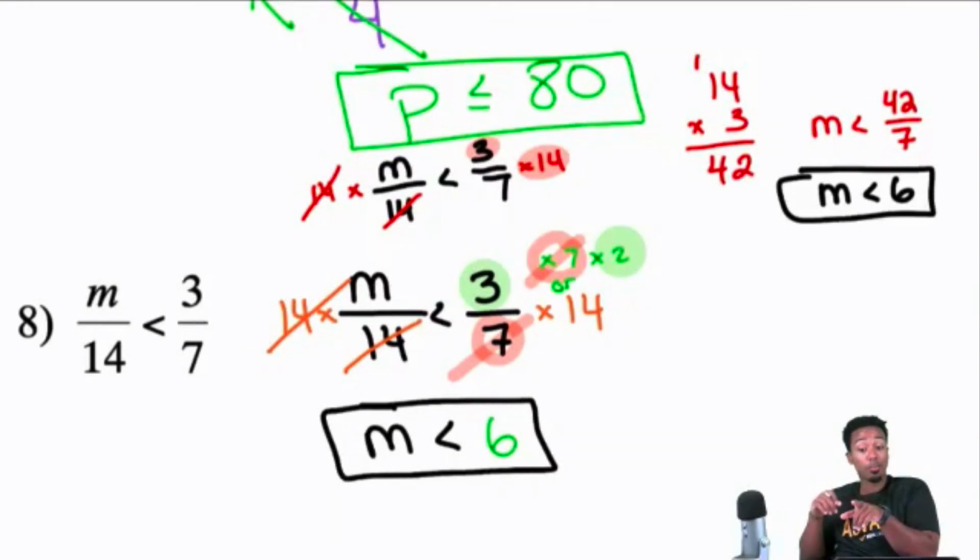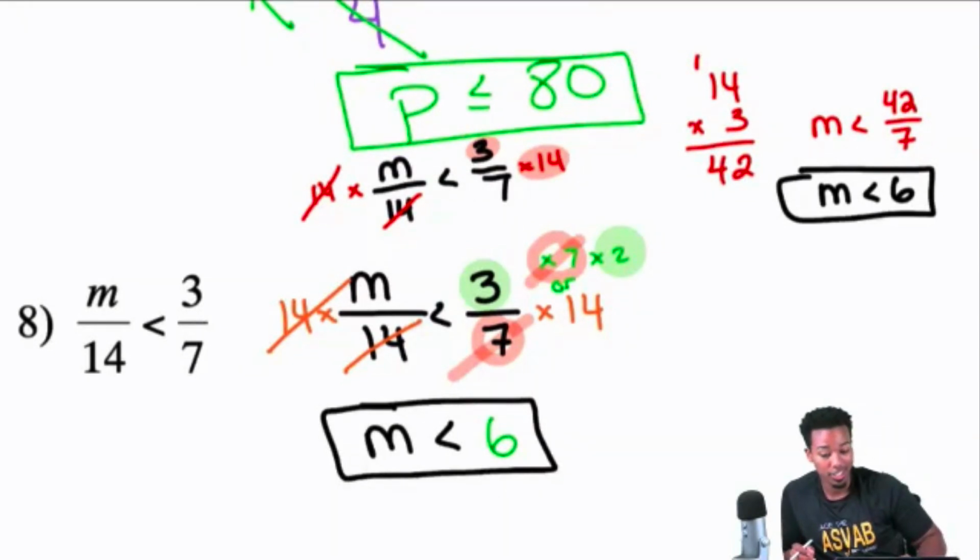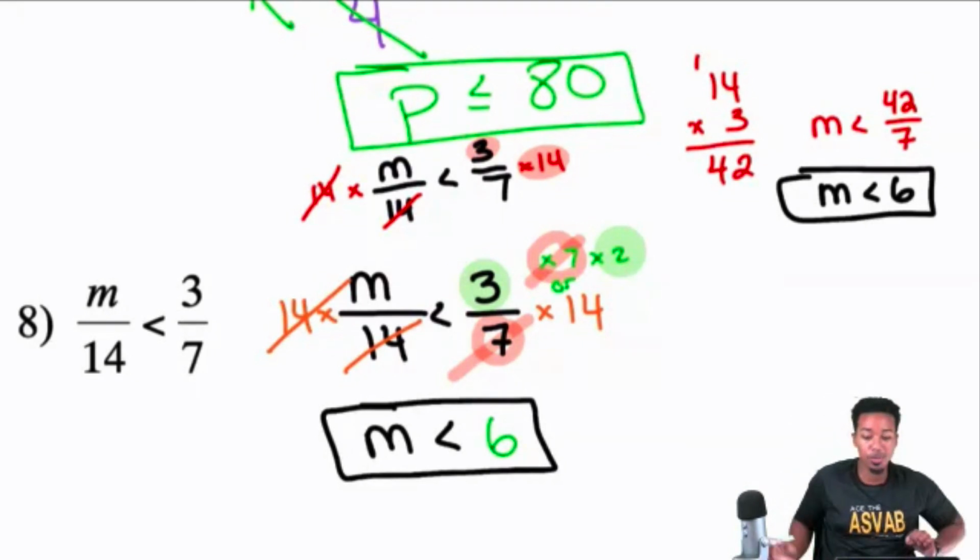Oh, no, we wouldn't have multiplied, Jose. No, we wouldn't have multiplied there. We would not have.